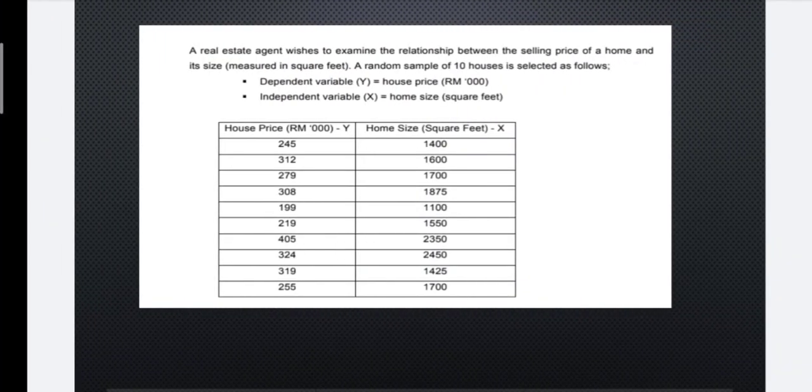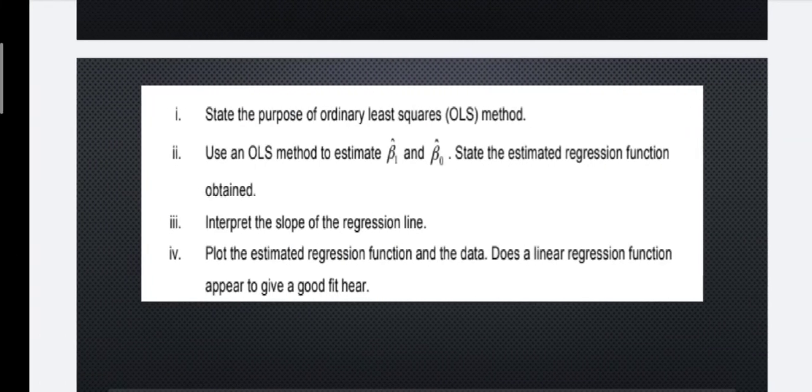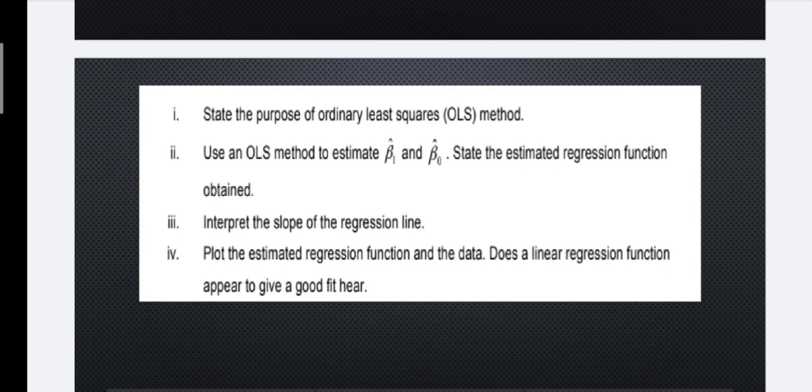Okay, so let's see the contoh. Let's see the example for this data. A real estate agent wishes to examine the relationship between the selling price of home and its size. A random sample of 10 houses is selected. Y adalah house price in unit 1000 RM. Independent variable adalah home size in unit square feet. So we have all the data, so from the data, we can answer all these questions.